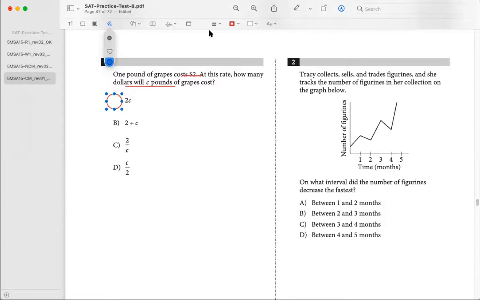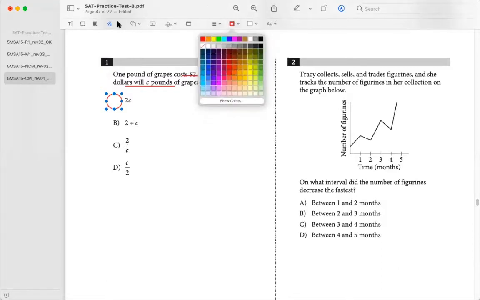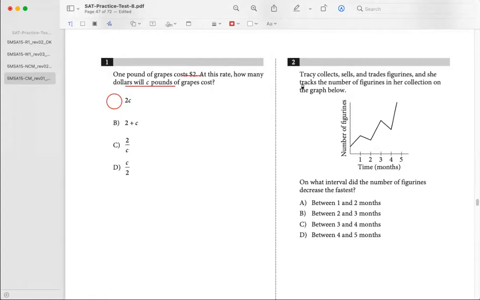All right, so Tracy collects cells and treats figures, and she tracks the number. So that's usually relevant. You don't always have to read this. What interval did it decrease the fastest? Okay, so between 1 and 2 months, yeah, that's a decrease. So we can keep that.